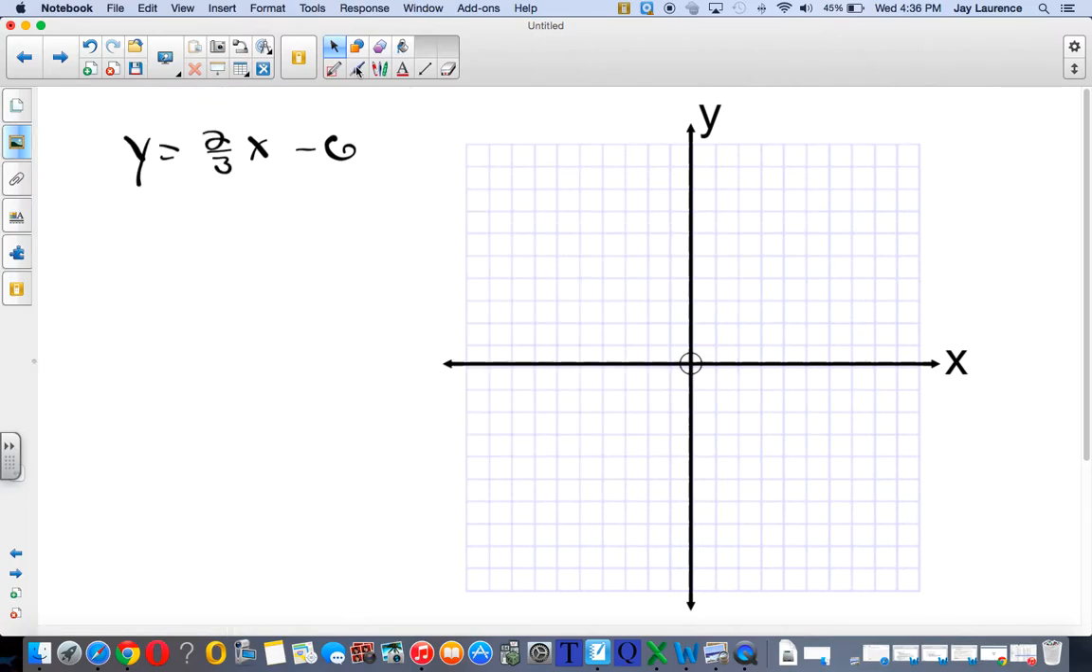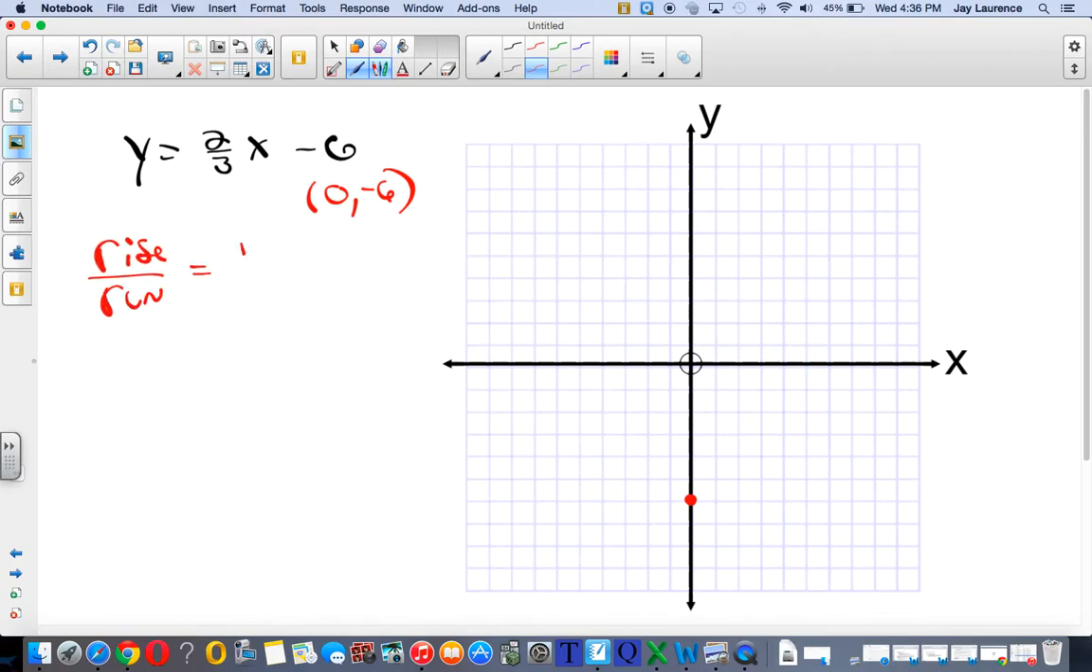It's about understanding that when an equation is written in slope-intercept form, we know the y-intercept, (0, -6). I plotted 1, 2, 3, 4, 5, 6. And then my slope is my rise over my run, rise over run. So this one, the rise will be +2, and the run will be +3.